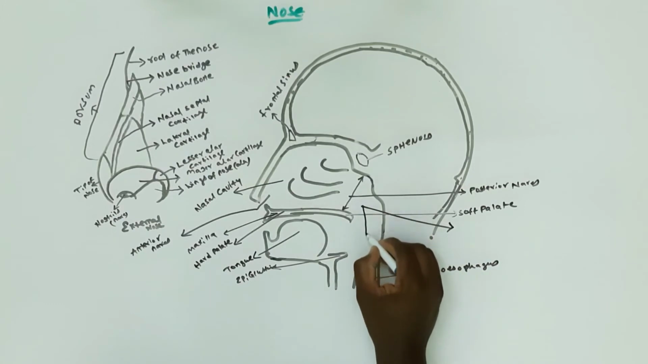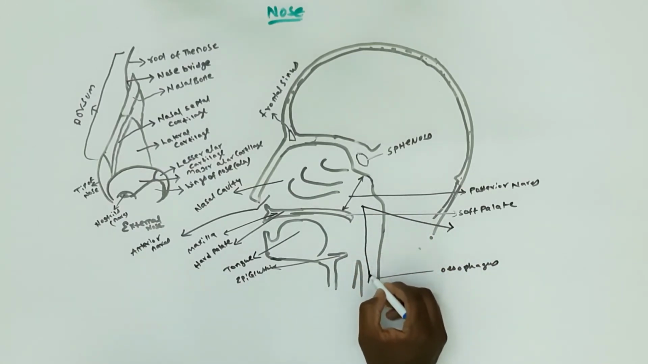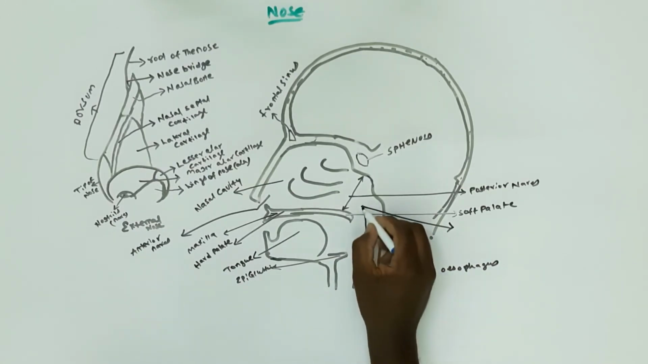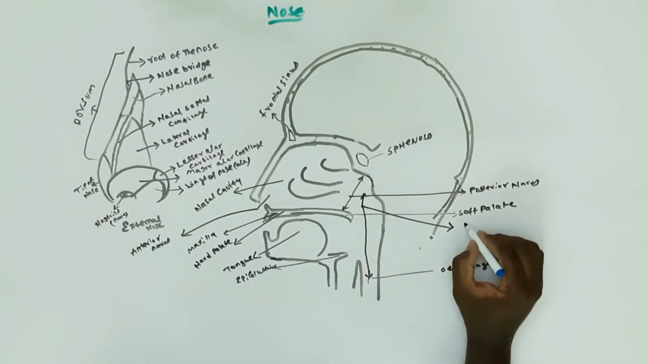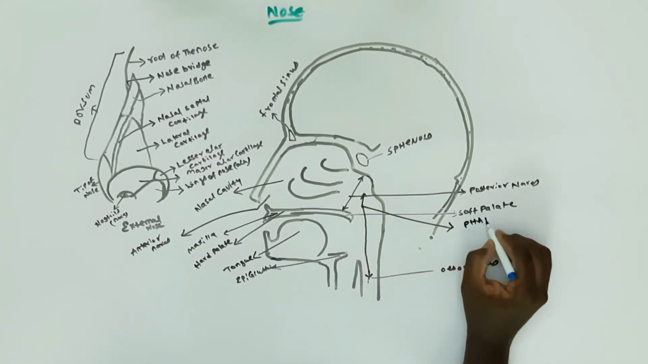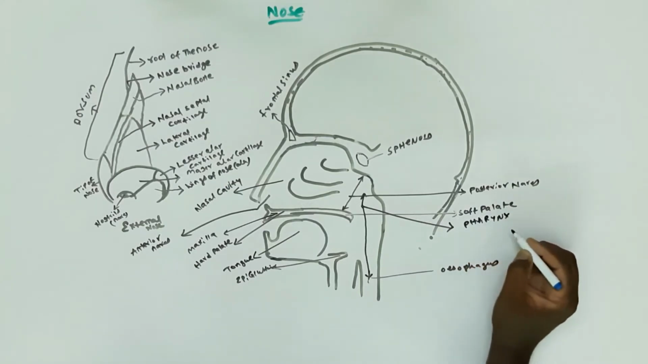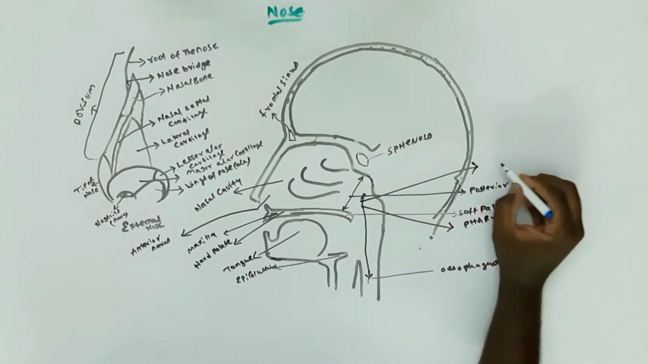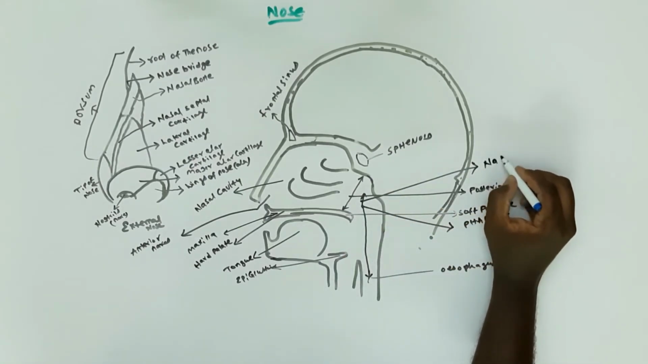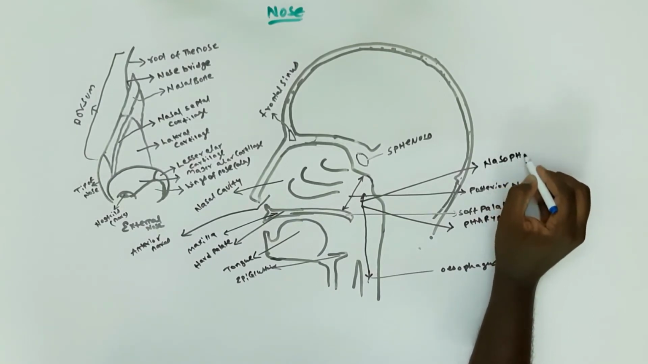When we come to the pharynx, there are three parts of our pharynx. So one, when it is posterior to the nasal cavity, it is the starting phase of the pharynx. So that is the first portion of our pharynx. So it is called the nasopharynx because it is in the nasal cavity. So the starting phase of the pharynx is called the nasopharynx.